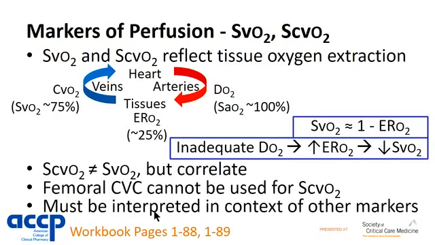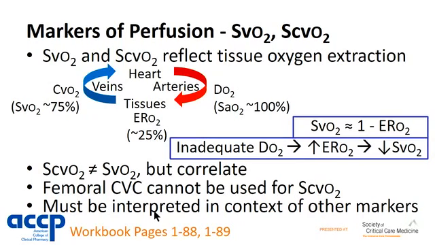A lot of folks get bent out of shape about ScvO2 and SvO2 not being the exact same, and I would agree with that. They're not, but they do correlate, meaning that if your ScvO2 is low, your SvO2 is also going to be low. And so they can often be used interchangeably, at least for diagnosing shock states, but they cannot be used interchangeably, such as plugging them into your Fick equation and calculating cardiac output.